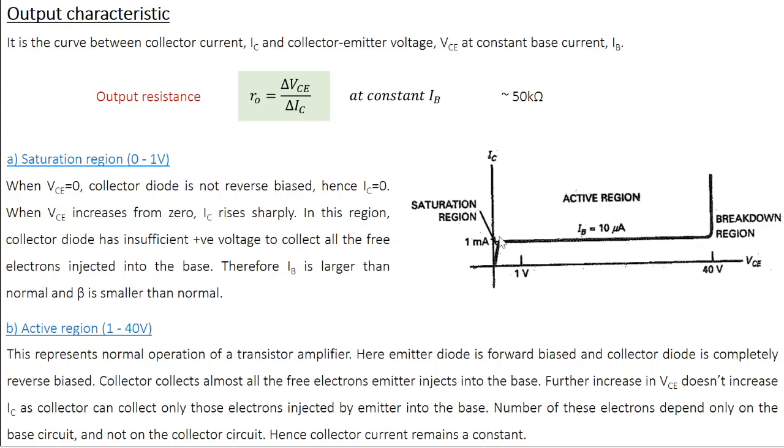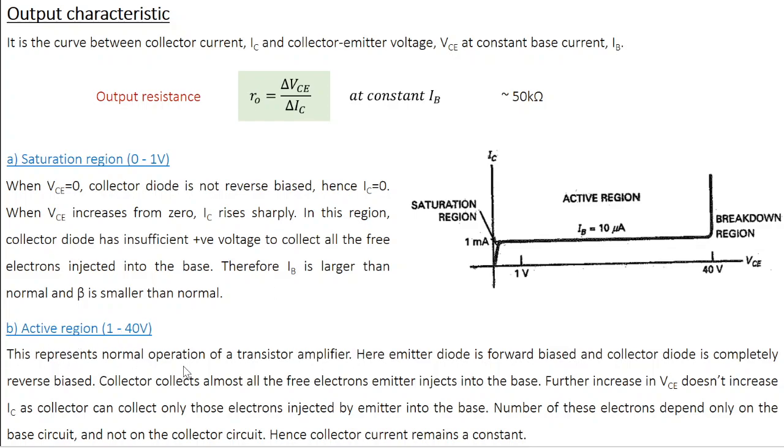So during the saturation region, the current amplification factor, the current gain, is very small. So for amplification purposes, usually we do not operate a transistor in the saturation region. Basically, this happens because your collector diode is not completely reverse biased. Next one is the active region.